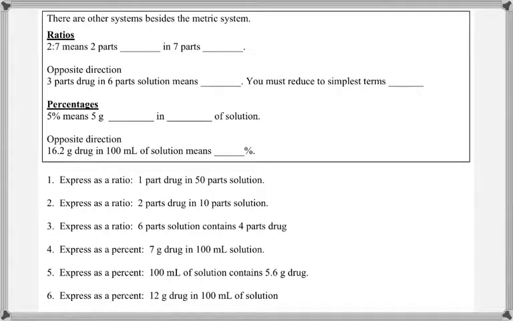The metric system is not the only system that's used in this class. So Chapter 5 kind of goes into some of the other ones. The first is ratios. So in this course, if you see 2 to 7, then that means 2 parts drug in 7 parts solution.